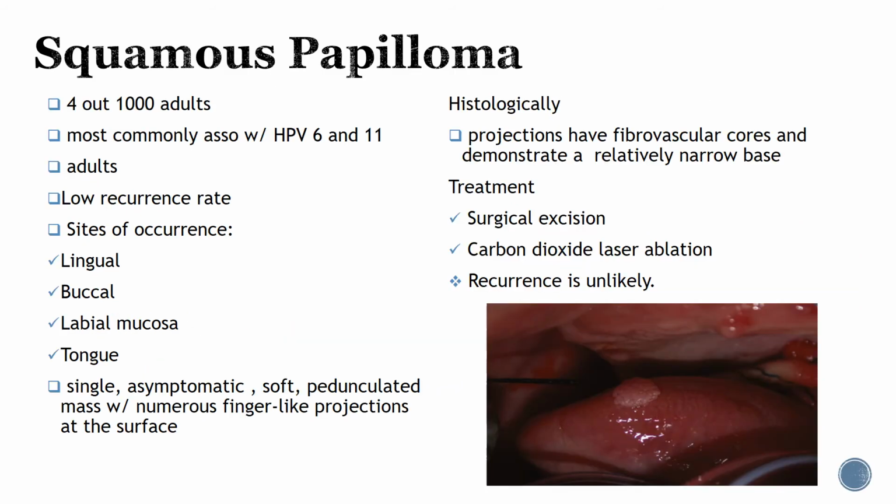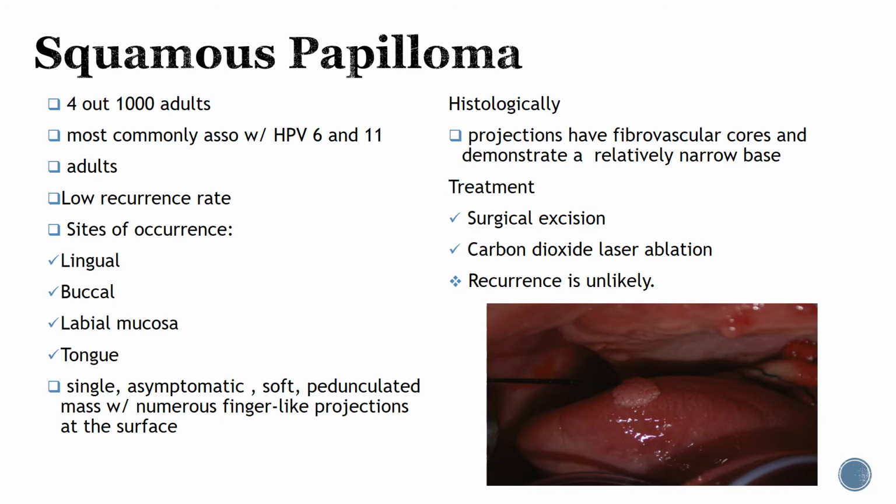Various unique squamous-derived entities of the oral cavity and oropharynx exist. However, one of the most frequently occurring conditions is squamous papilloma. Approximately 4 out of 1,000 adults in the U.S. have this condition of the oral cavity or oropharynx. These are most commonly associated with human papillomavirus 6 and 11 subtypes.